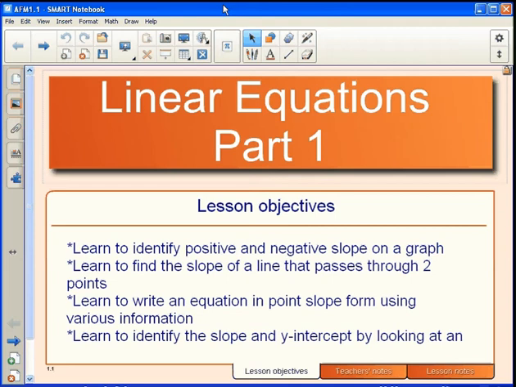Third, learn to write an equation in point-slope form using various information. Sometimes that may be an equation, a slope and a point, or 2 points. Fourth, learn to identify the slope and y-intercept by looking at an equation. Sorry, that got cut off because it was too much.